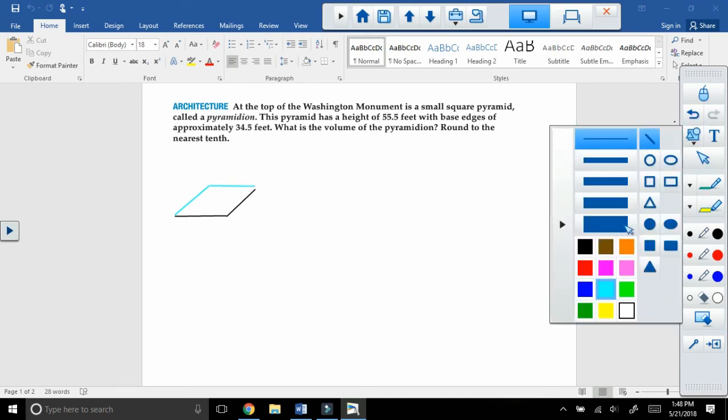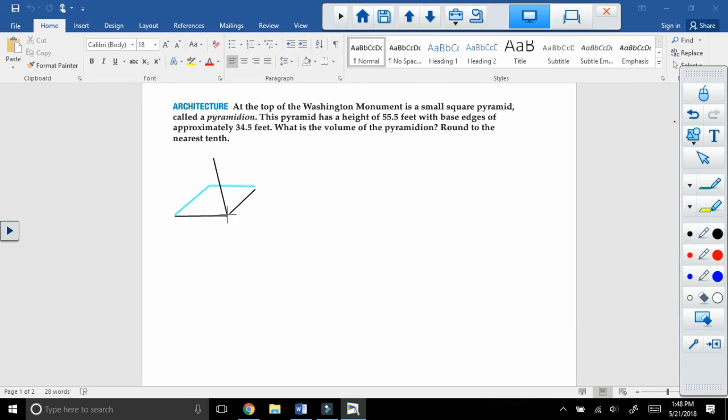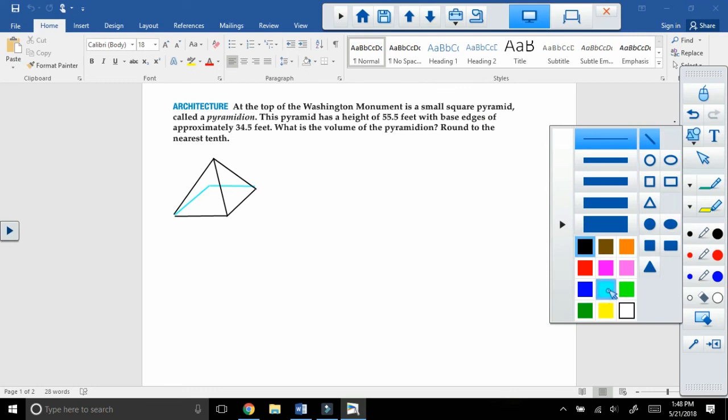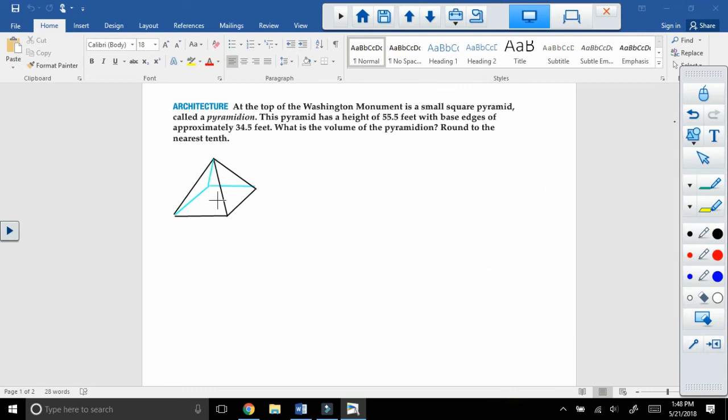And you have that point on top. This would be like the very top part of the Washington Monument. That's that really tall building. It says that the height, which would be this part coming straight down, is 55.5 feet, and it is 34.5 feet as the base edge.